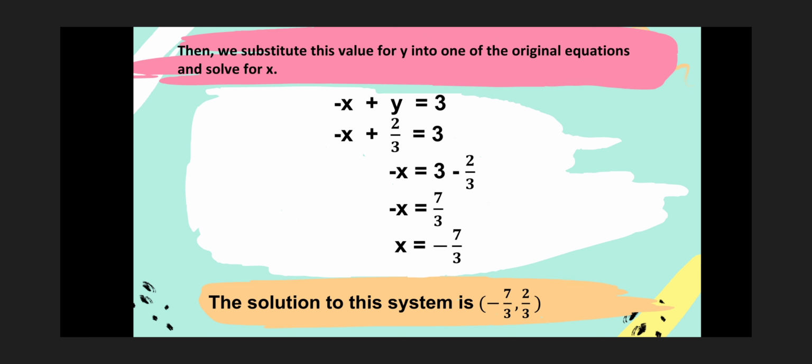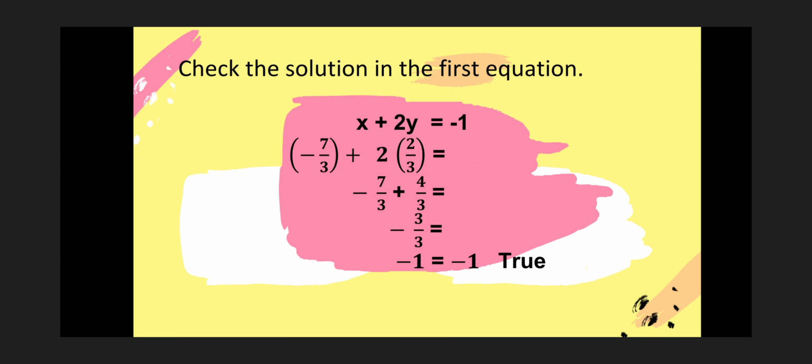So, now, let us check the solution in the first equation, if it is true. So, the value of x natin is negative 7/3 plus 2 times y, which is 2/3, equals negative 1. Try natin. Negative 7/3 plus 2 times 2, 4 over 3, equals negative 3 over 3 or negative 1. So, therefore, equal sila. Negative 1 is equal to negative 1. So, true.